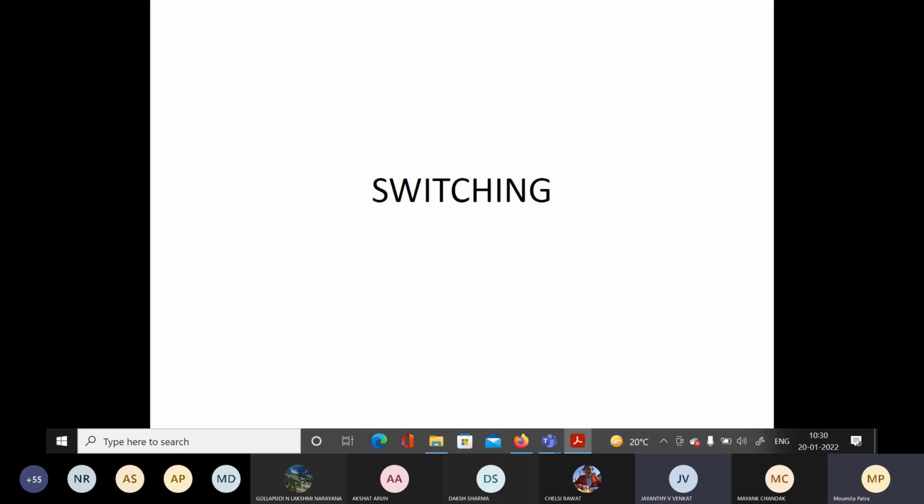Now in this module, we are going to look at different ways of switching. How can we switch more and more data so that the entire task becomes much faster?